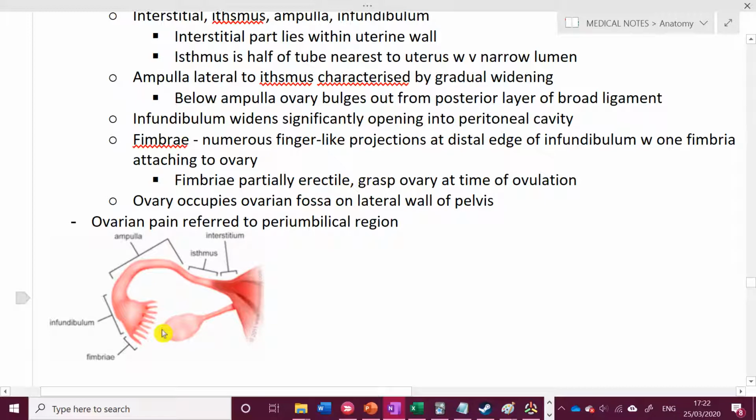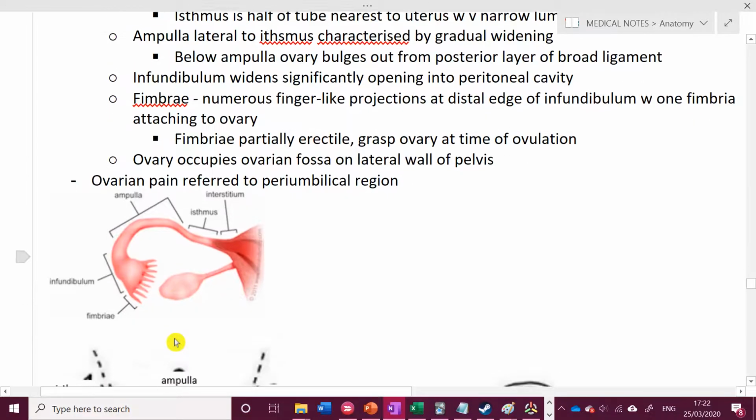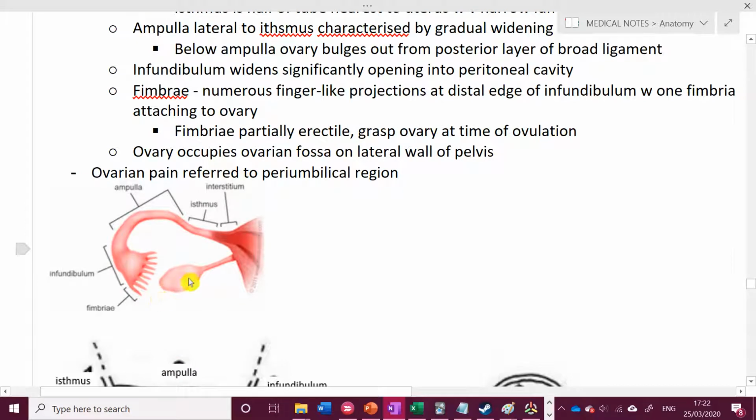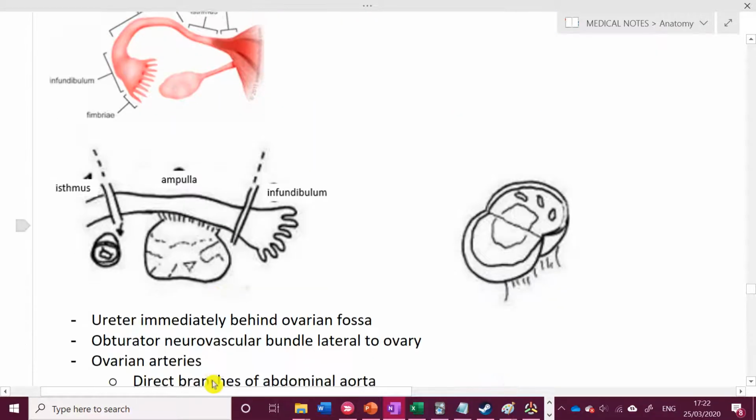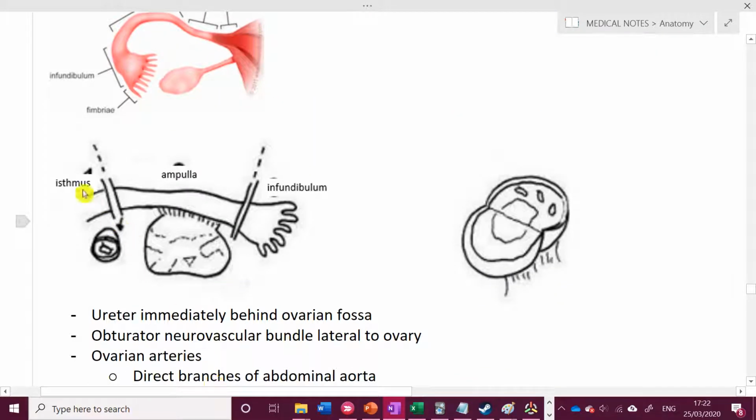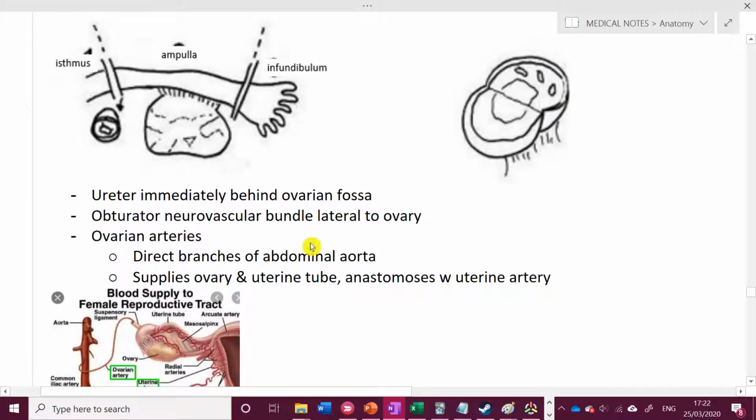The ovary occupies the ovarian fossa on the lateral wall of the pelvis, and ovarian pain is referred to the peri-umbilical region. You can see the isthmus, ampulla, and the infundibulum. The ureter is immediately behind the ovarian fossa, and the obturator neurovascular bundle is lateral to the ovary.